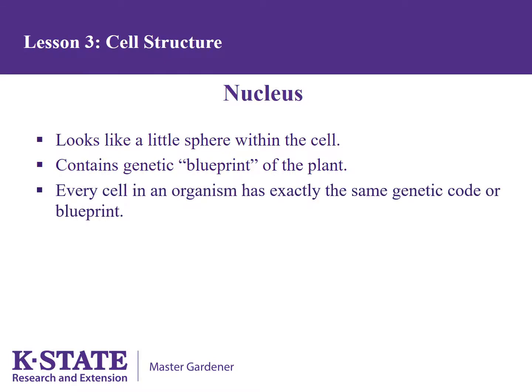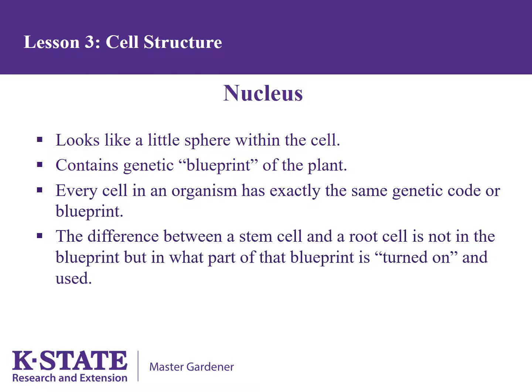Every cell in a plant has the same blueprint. It doesn't matter if it is a leaf cell or root cell or any other type of cell. The blueprint remains the same. The difference between a stem cell and root cell is not in the blueprint, but in what part of the blueprint is turned on and used.